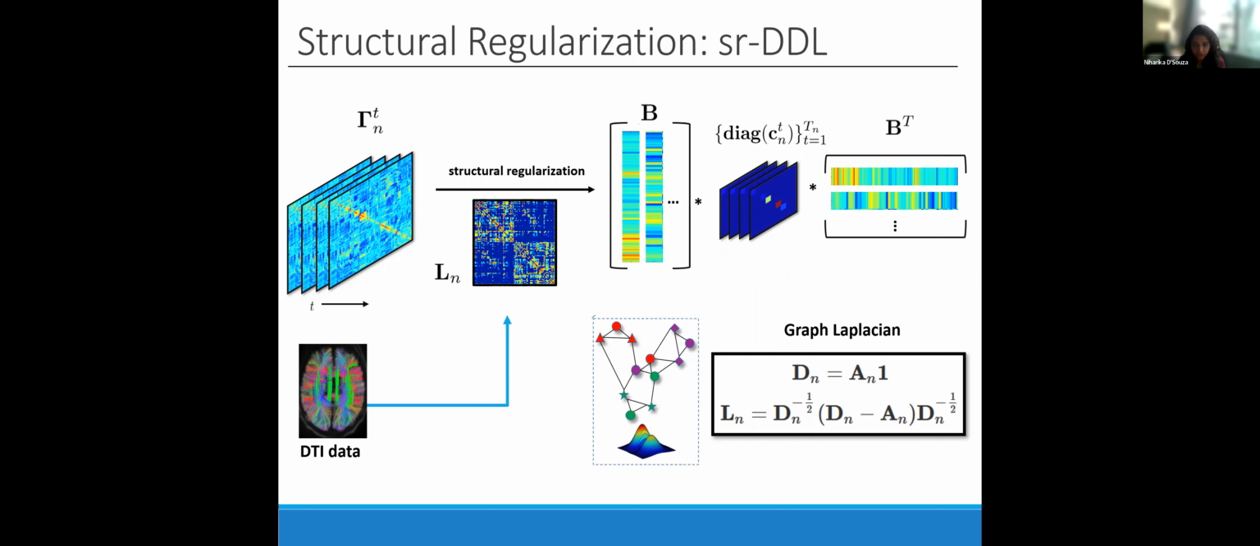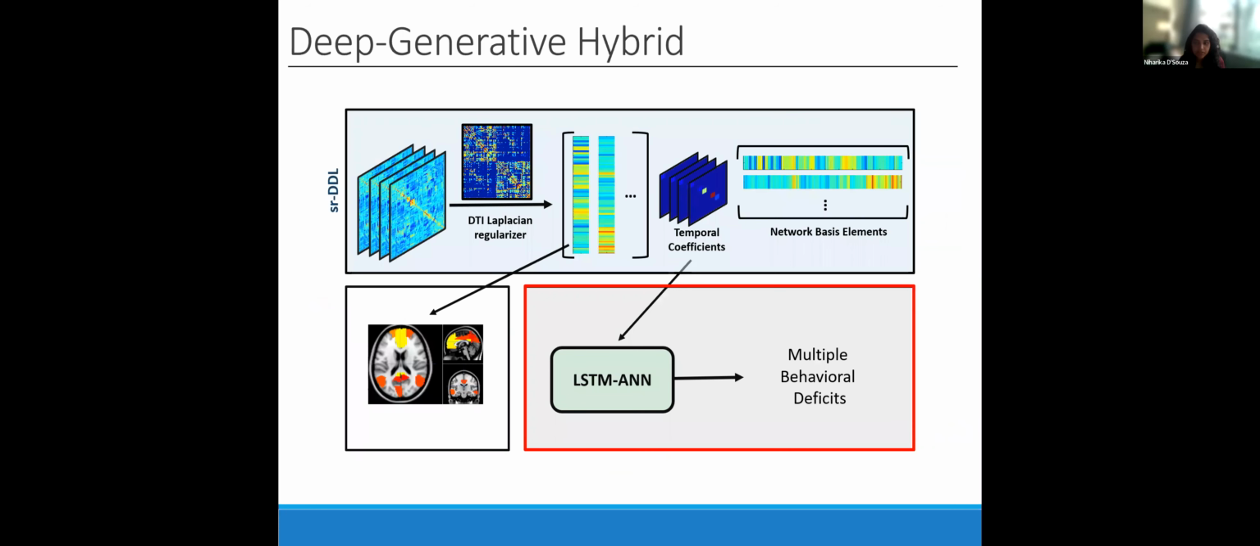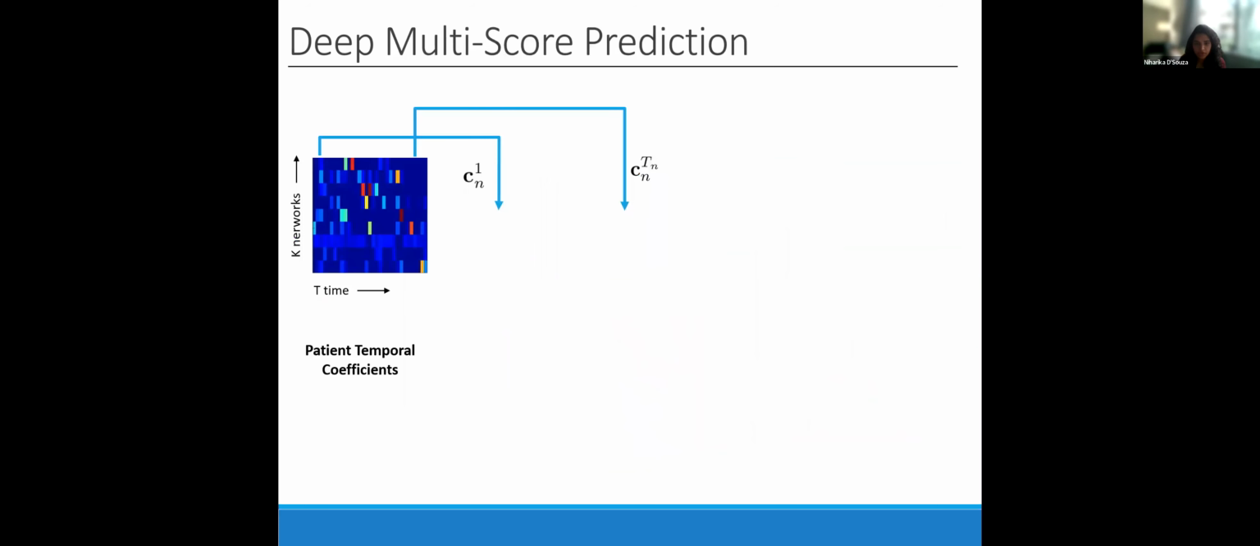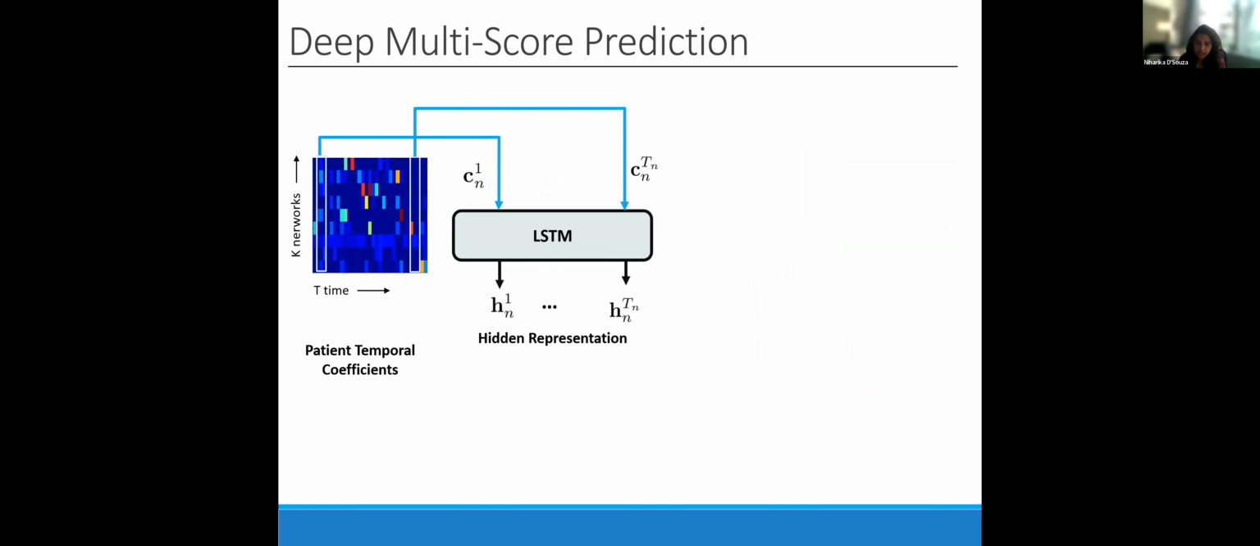obtain from tractography. The predictive part of our model is a deep network that's given by the gray box here and maps to behavior. We first vectorize the diagonal contributions from the K network coefficients, as is shown in the figure. The K networks are the rows and the time points are the columns. Per subject, these column vectors C1 through CTN feed into an LSTM network, and we want to track the temporal evolution and estimate an embedding that's informative of behavior.